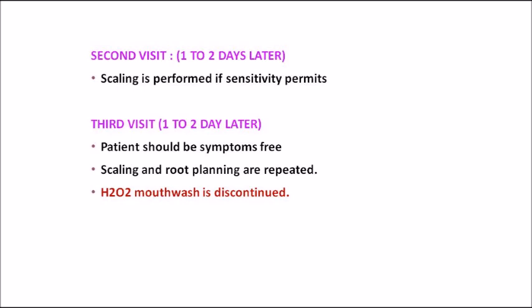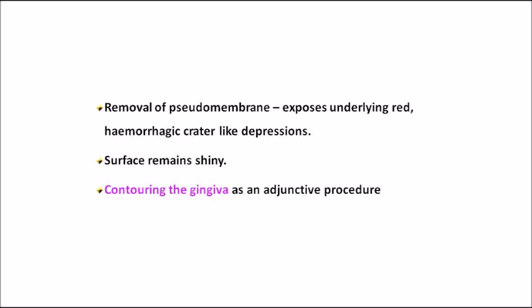By this time, we can finish the scaling. Scaling is performed. In the third visit, which is again 1 or 2 days later, by this time the patient will be symptom free. Then scaling and root planing should be repeated, and we can discontinue the hydrogen peroxide mouthwash. One more thing that you may have to do is contouring of the gingiva, because when we remove the pseudomembrane, it exposes a red hemorrhagic area with crater-like depressions and shiny surface. So we'll have to definitely recontour the gingiva as an adjunctive procedure.